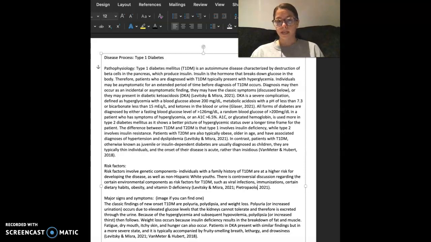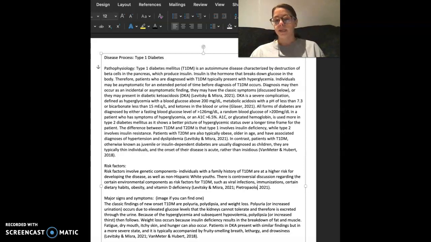All forms of diabetes are diagnosed by either a fasting blood glucose level of greater than 126, a random blood glucose of greater than 200 in a patient who has symptoms of hyperglycemia, or an A1C of greater than 6.5%. A1C, or glycated hemoglobin, is used more in type 2 diabetes mellitus as it shows a better picture of hyperglycemic status over a longer time frame for the patient.